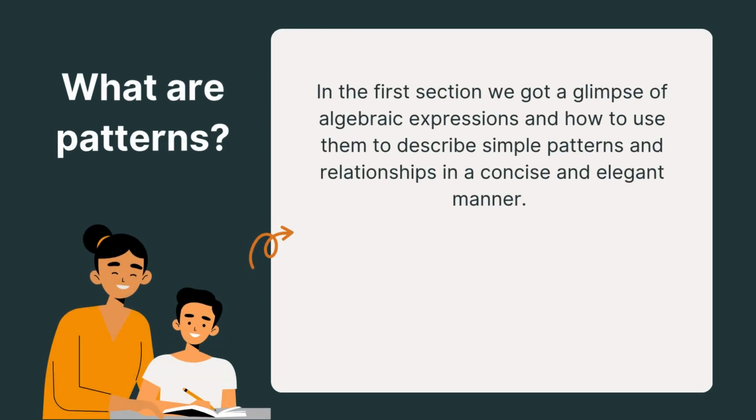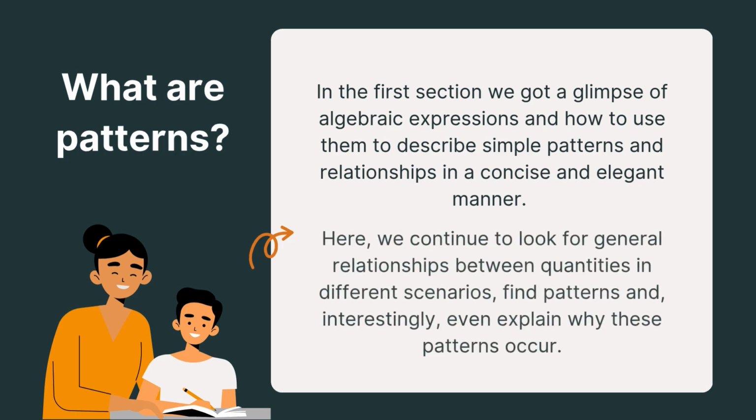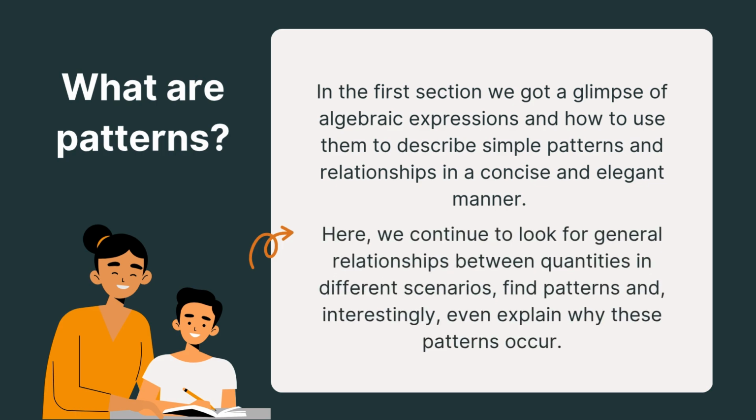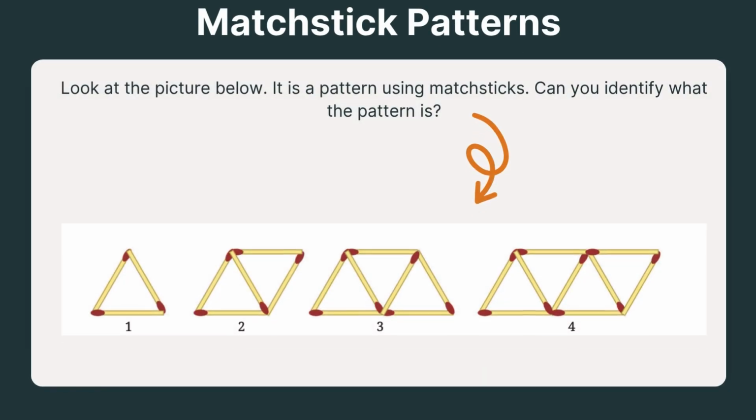In the first section we got a glimpse of algebraic expressions and how to use them to describe simple patterns and relationships in a concise and elegant manner. Here, we continue to look for general relationships between quantities in different scenarios, find patterns and, interestingly, even explain why these patterns occur. Look at the picture below.